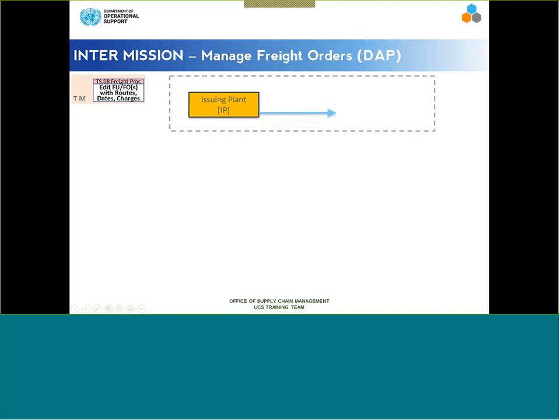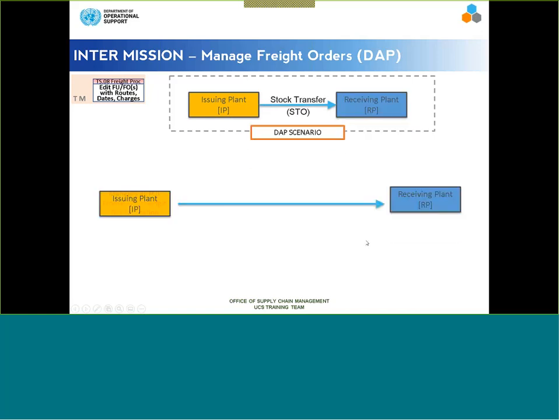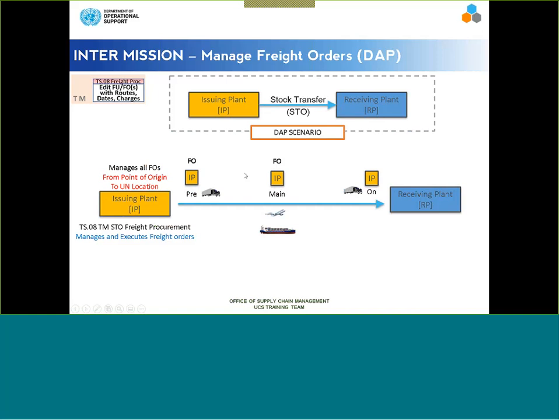So again, if we're looking at an intermission transfer in a DAP Incoterm scenario, it's the TS08 in the issuing plant who will be responsible for managing all these freight orders. As we see here, it's the issuing plant managing the freight orders in DAP scenario. So that's quite easy. We log in as a TS08 from the issuing plant and manage all the freight orders.